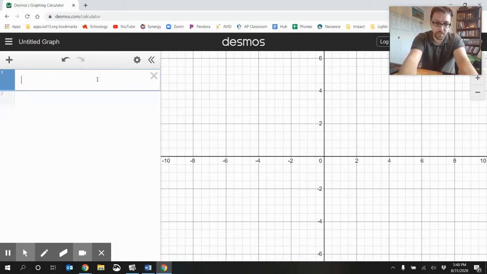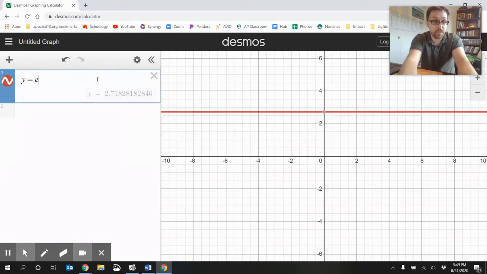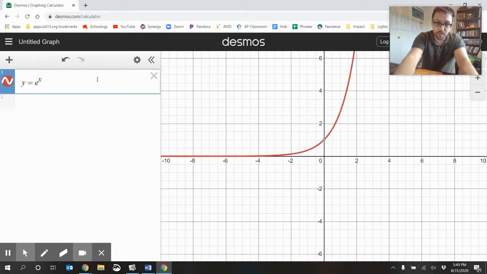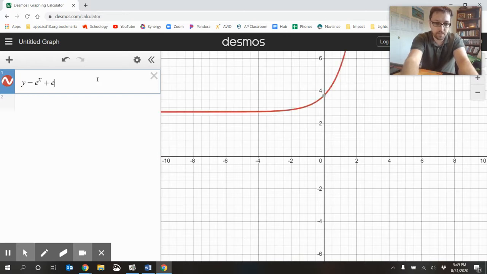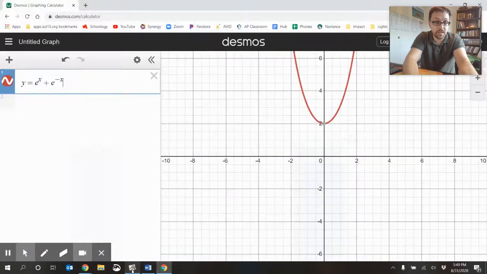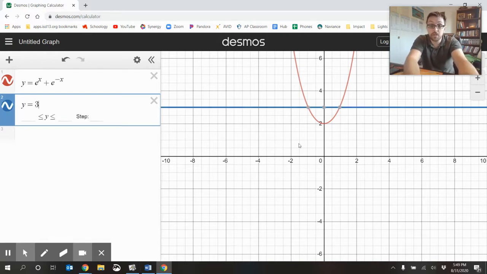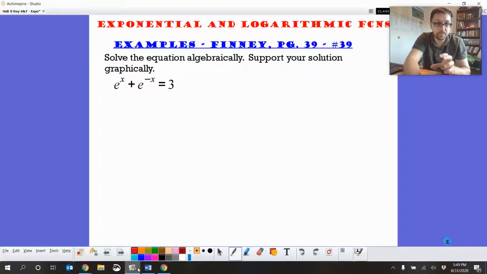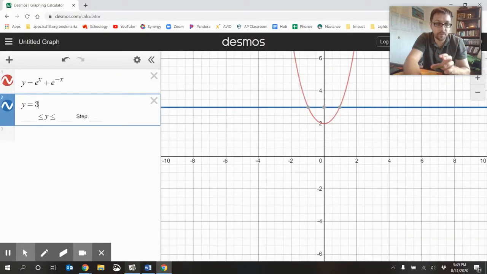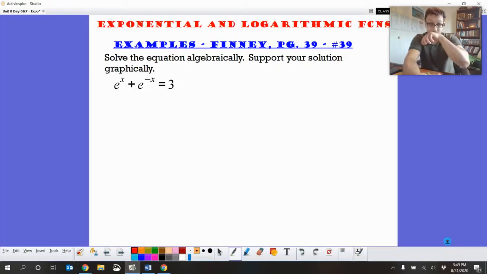I'm going to type it in as y equals e to the x plus e to the power of negative x. If I type that correctly, e to the x, e to the negative x. And in our other equation, we're going to do y equals 3. So then we can see our two spots. We just care about where it equals 3. So my two answers should be negative 0.962 and positive 0.962. Okay, great.